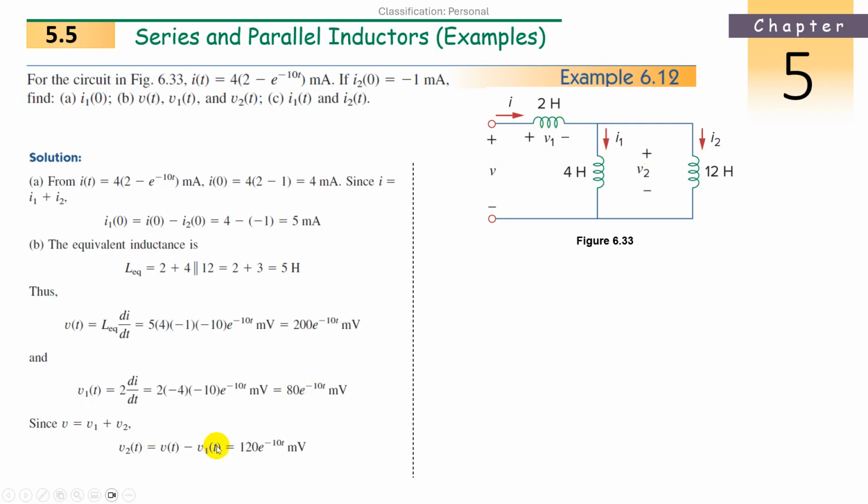So V of t minus V1 of t. V of t is nothing but 200 and this is 80. 200 minus 80, 120. 120 e power of minus 10t. So we got all voltages V1, V2 and V. Now what do we need? We need I1, I2.